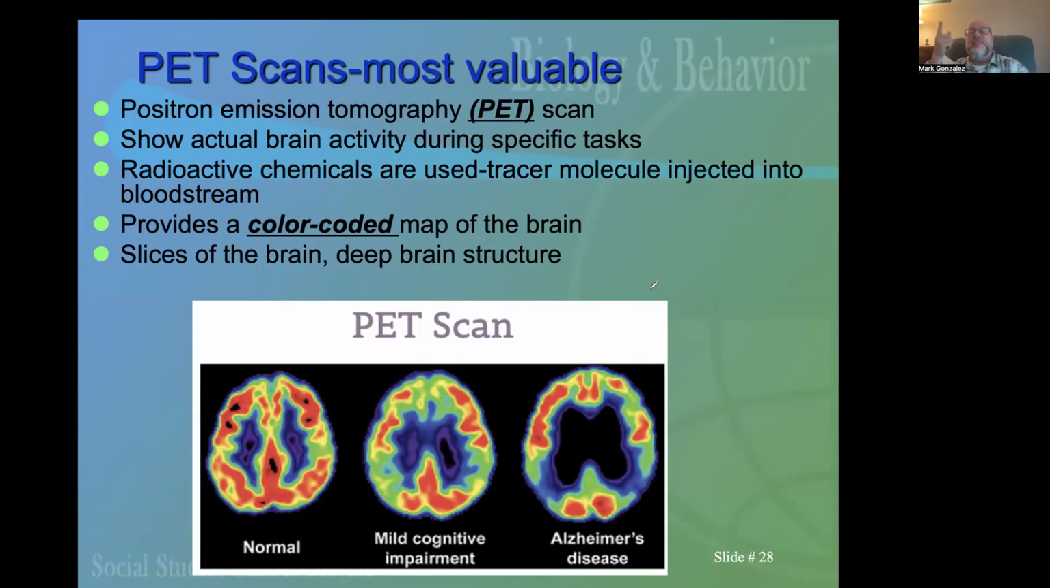This has also helped us to see which part of the brain does what. This is why we at least have an idea that the right side of the brain might be responsible for artistic and creative type things, and the left side of the brain for more logical type things. I found that kind of interesting. But basically, what they'll do is inject radioactive chemicals, a tracer molecule, into the bloodstream. And it provides a color-coded map of the brain, slices of the brain, and it can go deep into the structure of the brain to see what's actually happening.